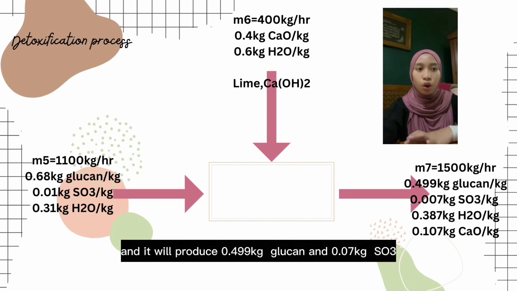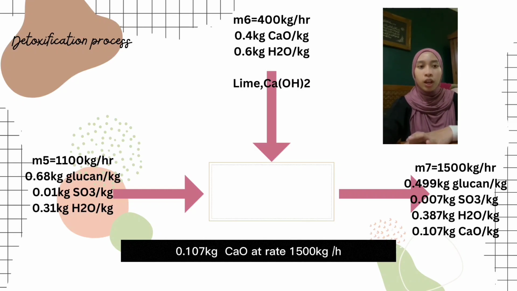It will produce 0.499 kg glucan, 0.07 kg SO3, 0.387 kg H2O and 0.107 kg CaO at a rate of 1500 kg per hour.